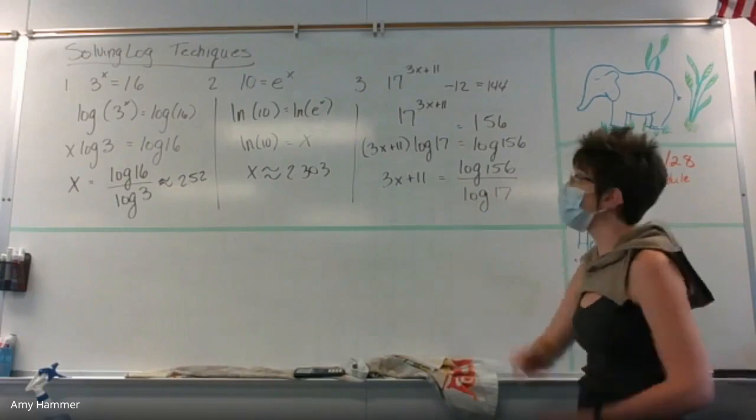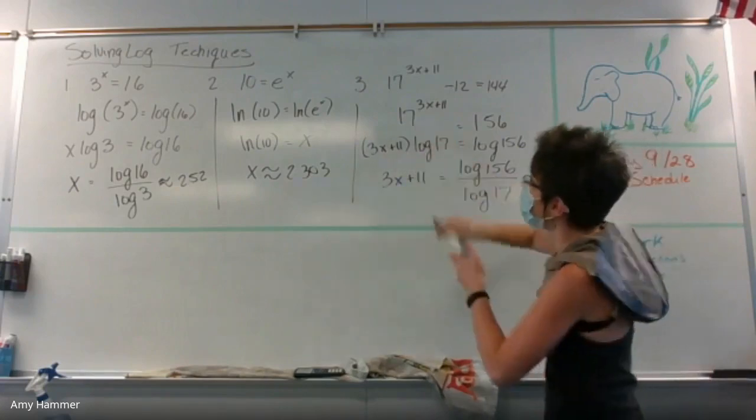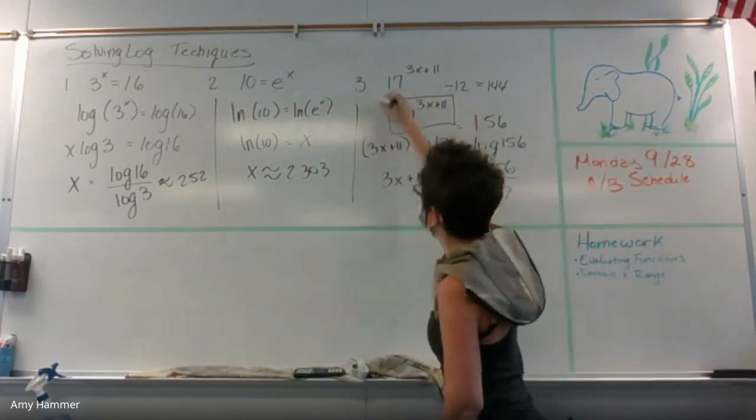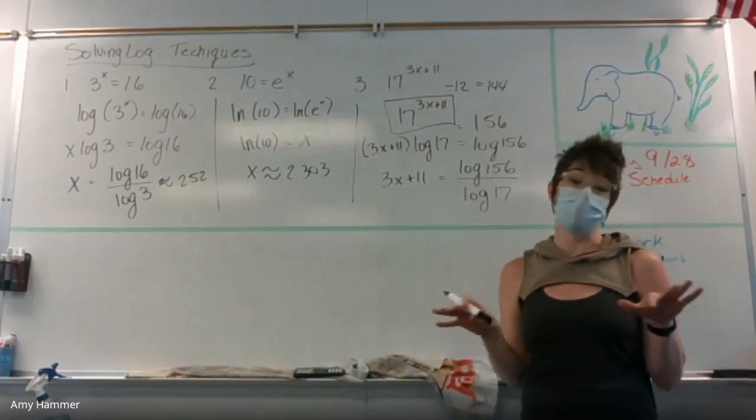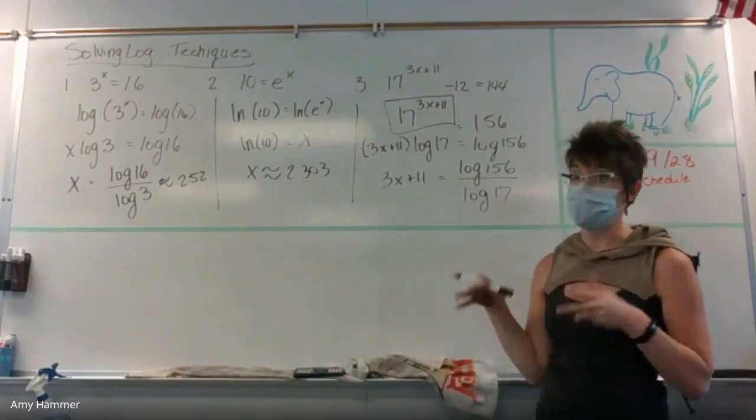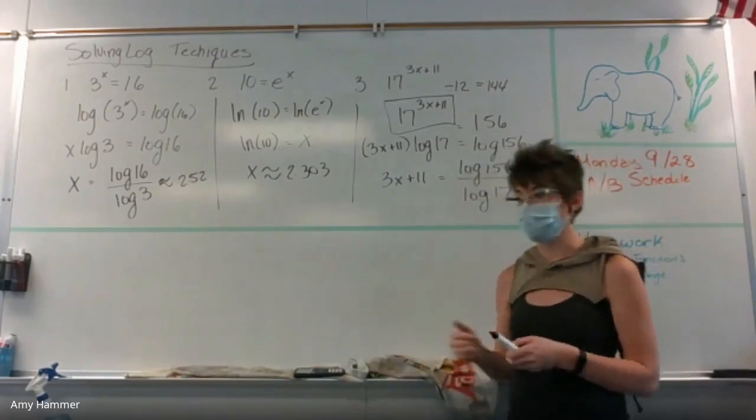So big takeaway here is just please isolate the exponential before taking the log of both sides. That's the whole point of this. So isolate your exponential and then take the log of both sides.